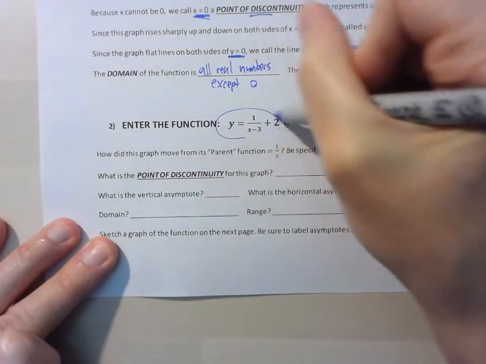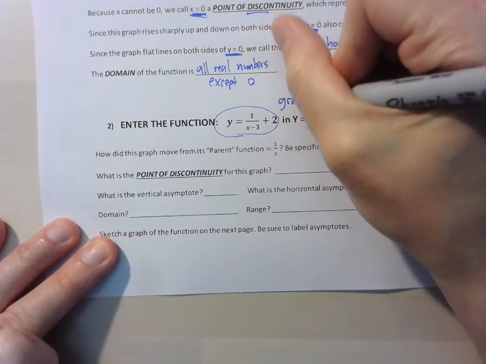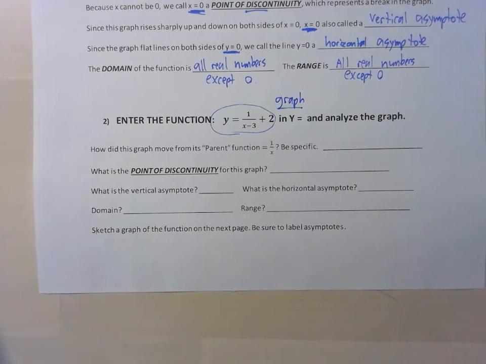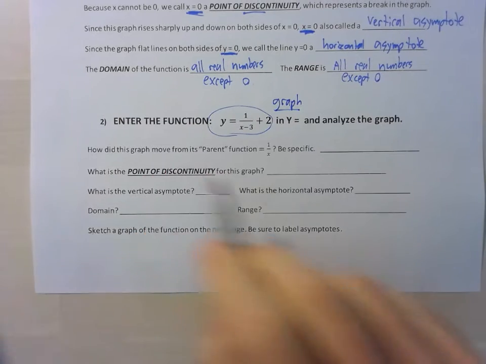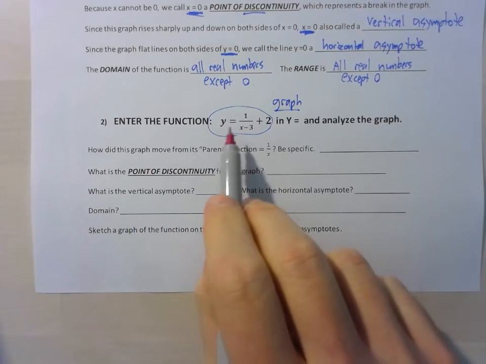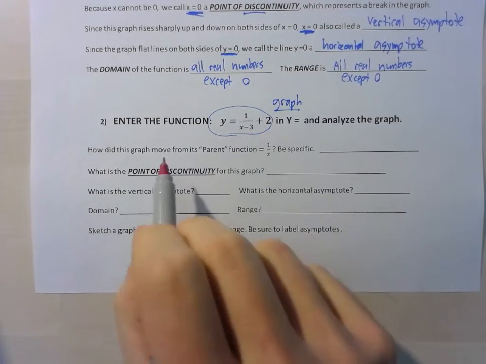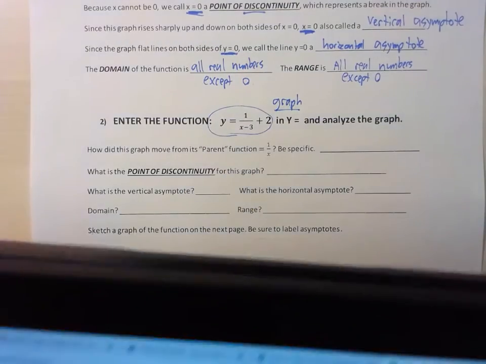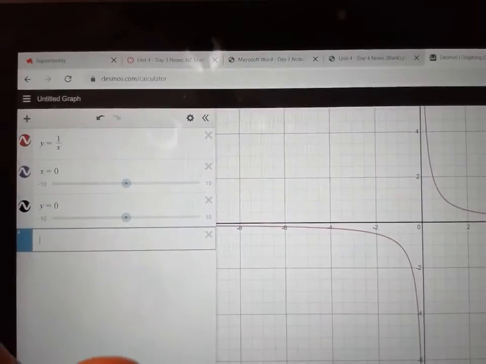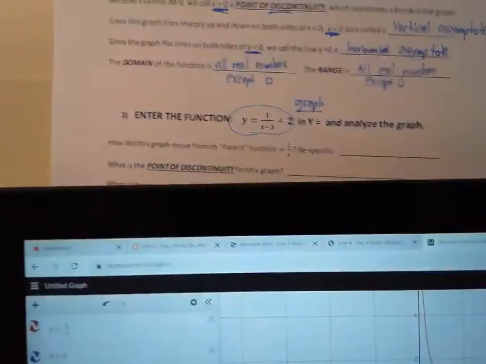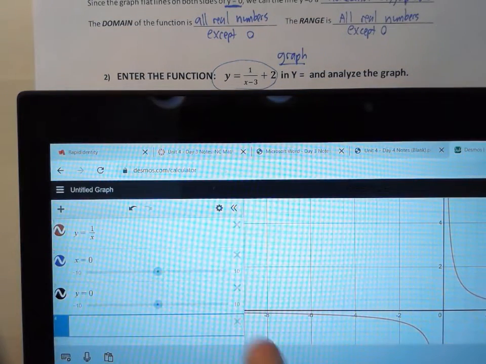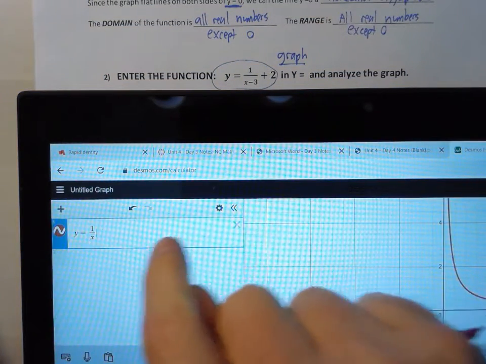Graph this in Desmos. Let's take a look at it and see if we can pick apart this function and figure out what needs to be answered here. So we've got to see how this graph moved from the parent function 1 divided by x. So what I'll do is I'll put that in the graph. The graph is y equals 1 divided by x minus 3 plus 2. Let me get rid of these asymptotes, but I'm going to leave 1 divided by x in there.